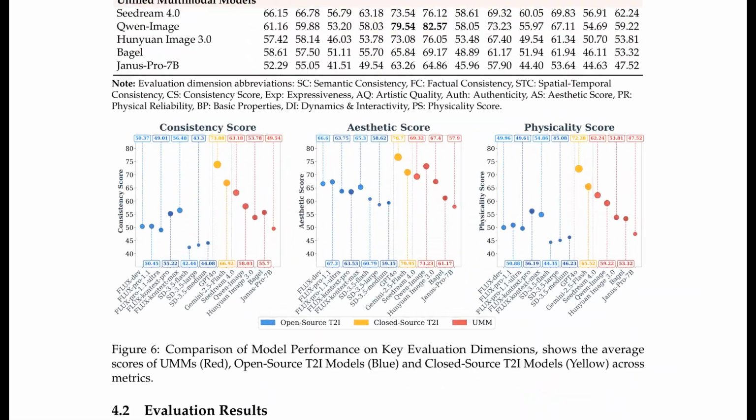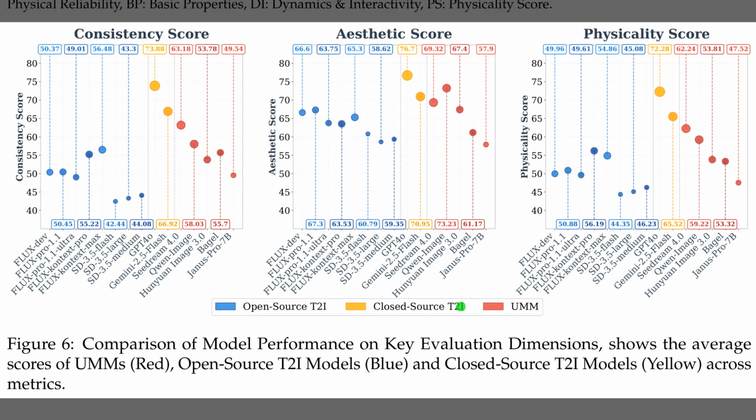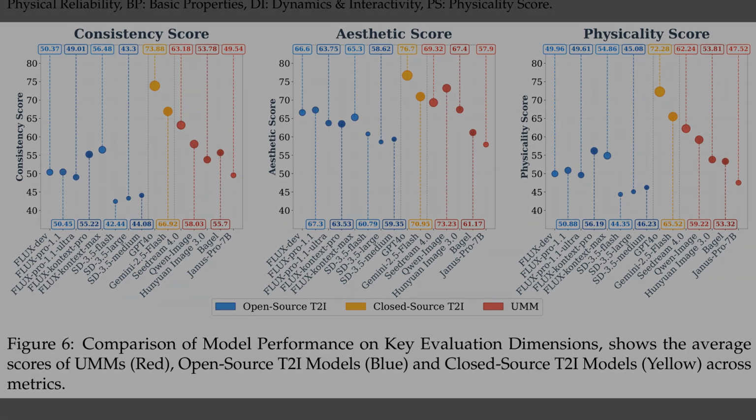Figure 6 shows how different model families stack up on consistency, aesthetics, and physicality scores. The yellow closed-source text-to-image models sit clearly at the top across all three panels, which means they best preserve causal stories, visual appeal, and basic physics at the same time. The blue open-source generators reach competitive aesthetic scores, but stay lower on consistency and physicality. The red unified multimodal models generally land in the middle, so they narrow the reasoning gap, but do not yet match the strongest closed systems.